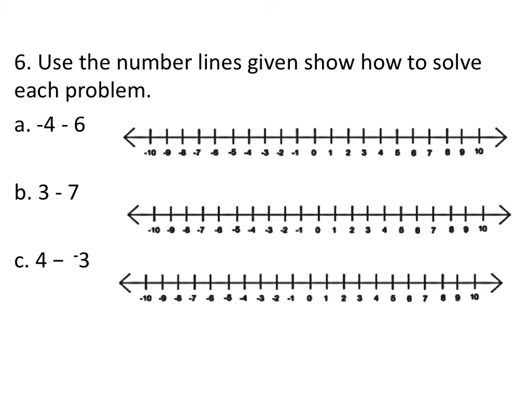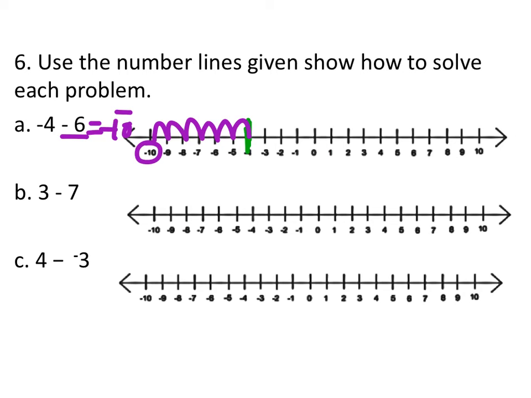Okay, that makes sense. So again, you always start with the first number. So like on this one, we'll say, well, we're going to start at -4. And since it's -6, the minus direction is to the left, so we're going to go to the left 6 units. 1, 2, 3, 4, 5, 6. And we see we end at -10 on that.